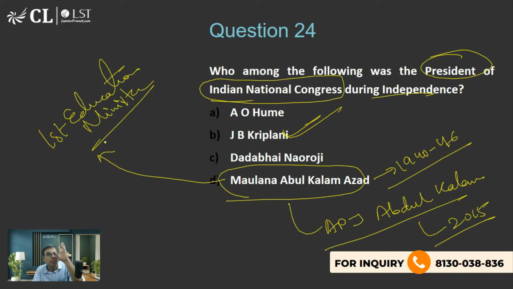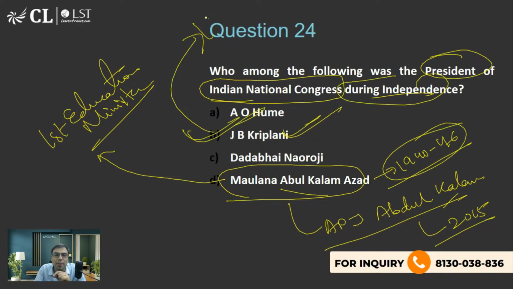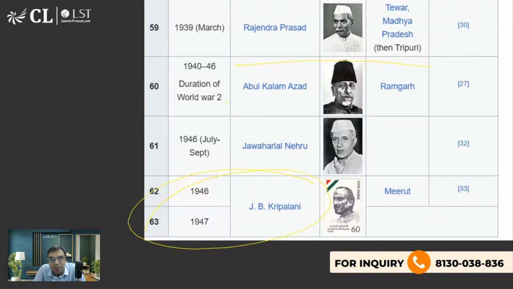So we are talking about 1940s. So of course there's a gap. So that's why, I mean, I have seen people, even there was a time when I also used to get confused. Maulana Abul Kalam Azad and APJ Abdul Kalam, these are two personalities. Okay? During independence, 1940 to 46, he was there, and JB Kripalani was during the independence, 47. So B is the right answer. Okay. So JB Kripalani was actually the president of Indian National Congress.